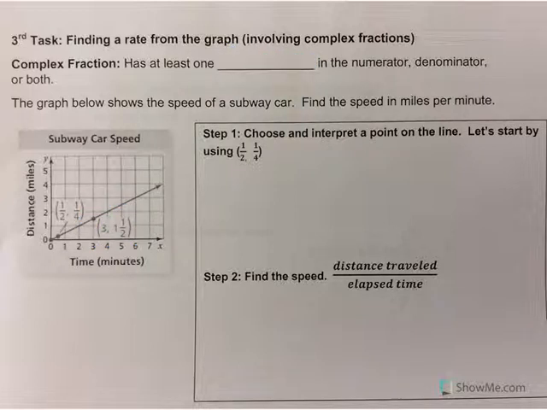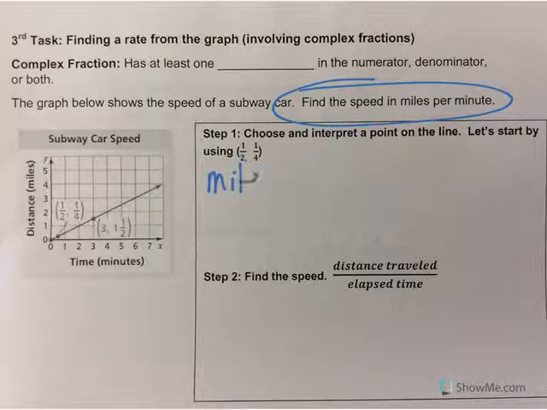So it says choose and interpret a point on the line. Let's start by using 1/2, 1/4. So again, they want us to find the speed in miles per minute. So that means that we should have miles on top and minutes on the bottom. If we want to know per minute, per means 1 minute. So we want the bottom number to be minutes.